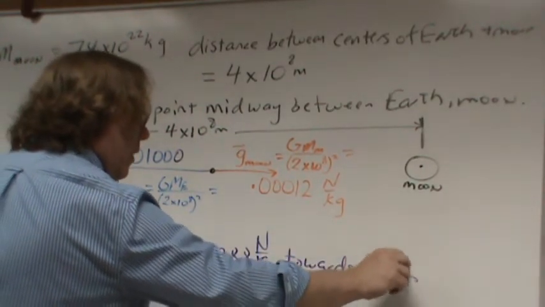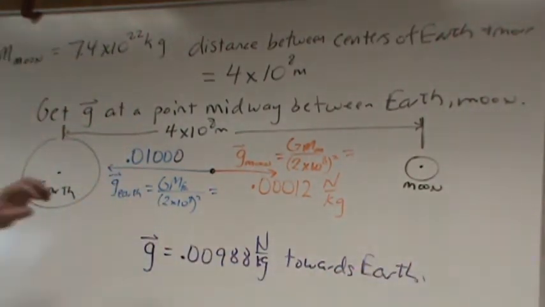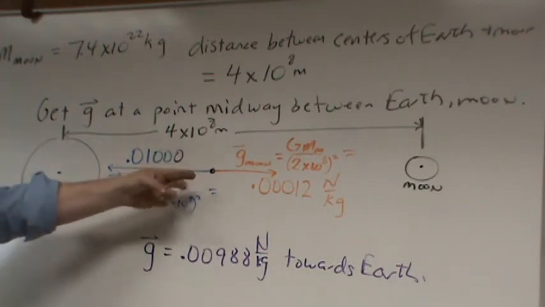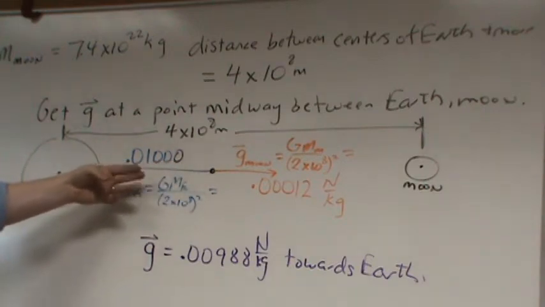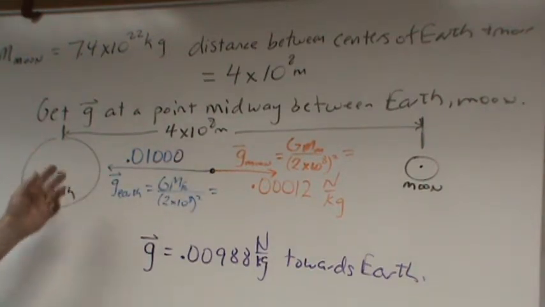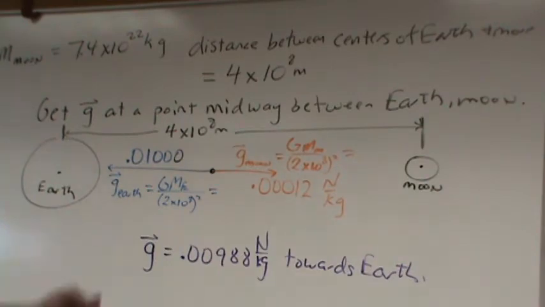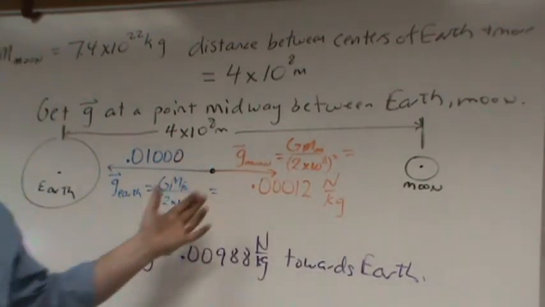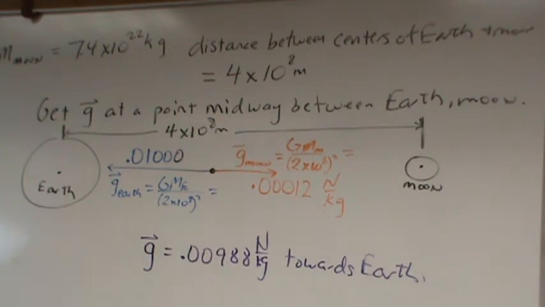Okay. So you see, even when you're halfway between, the Earth is still exerting a lot more force on you than the moon is. So if you were to just let yourself go, you would slowly accelerate towards the Earth, and then you go faster and faster, then you slam into the Earth. Let me ask you this. Is there a point between the Earth and the moon where there would be no gravitational field whatsoever?